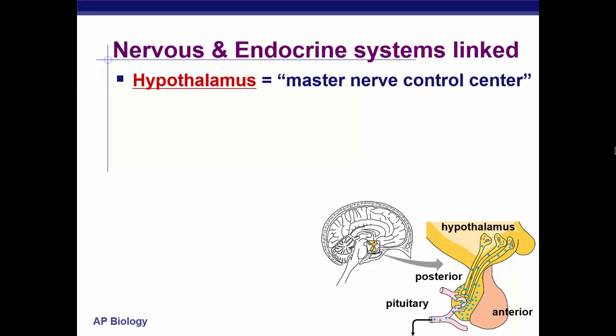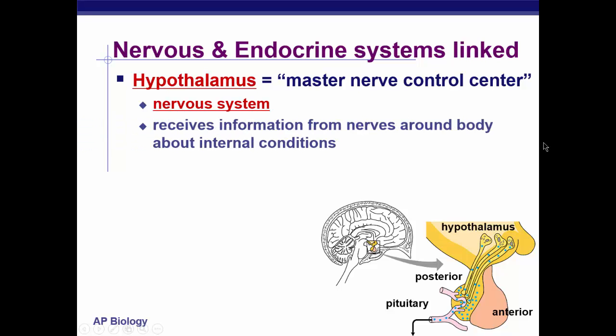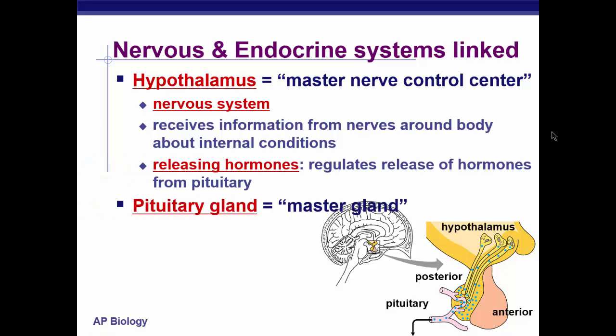So, tying the nervous and endocrine systems together, right? The hypothalamus is the master nerve control center right there in your brain. Hypothalamus is part of the nervous system. It will receive information from nerves around the body about its internal conditions. And it releases hormones, regulates the release of hormones from the pituitary gland. The hypothalamus and the pituitary glands are linked very closely by both direct contact and by nerves. Okay, very small part of the brain blown up here.